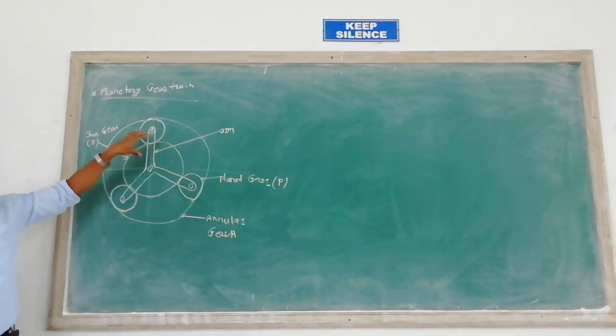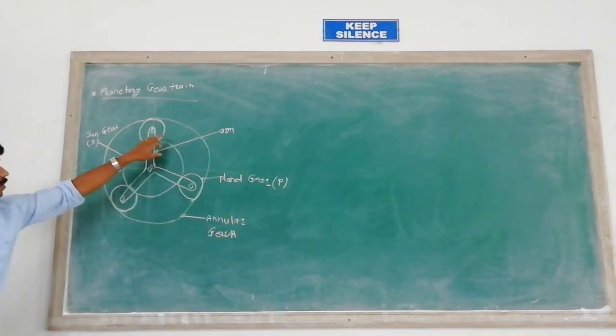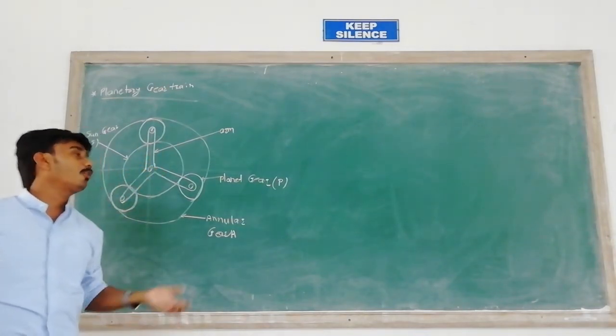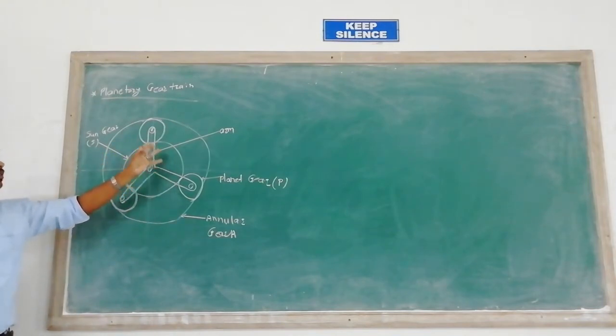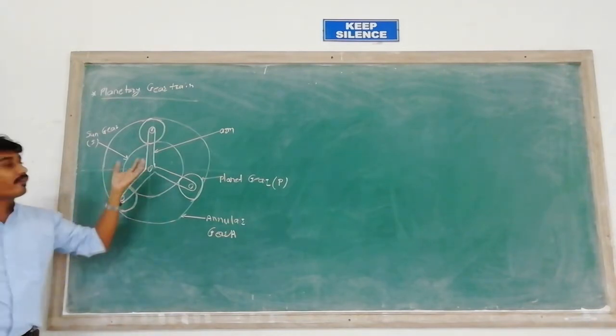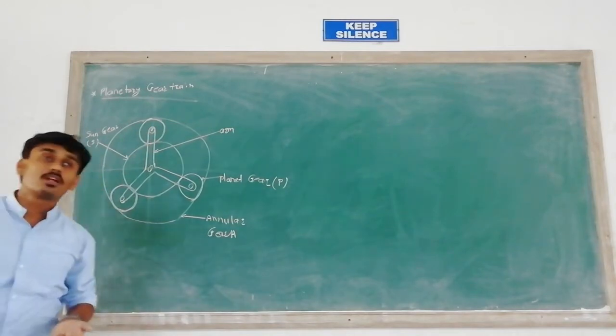Okay, and in this type of gear train, the numerical is asked because generally in university exams, a numerical will be asked on this concept. In this, they give the rotation of this arm or the rotational speed of this gear, and they will ask to find out the speed of the other planet gear or annular gear, or find the number of teeth on the respective gear. So we will solve this type of numerical by the tabular method.